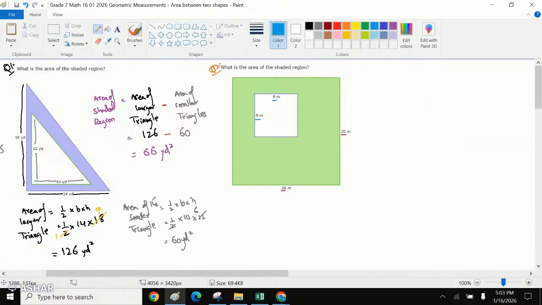So how can we find the area? Can we say that area of larger square would be equal to length times width. And the unit is meter squared. Similarly, we can find the area of the smaller square.